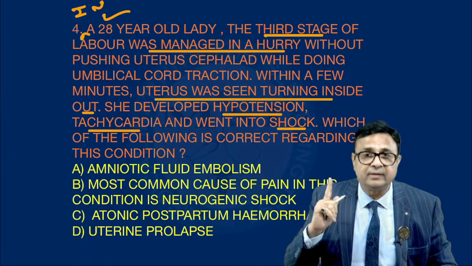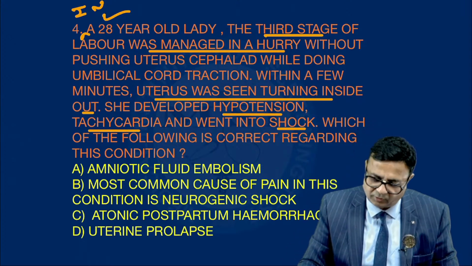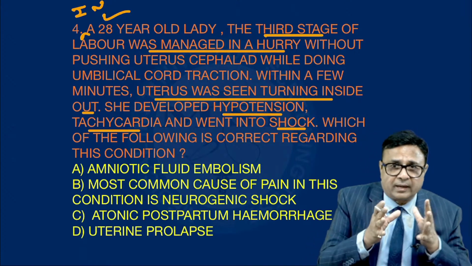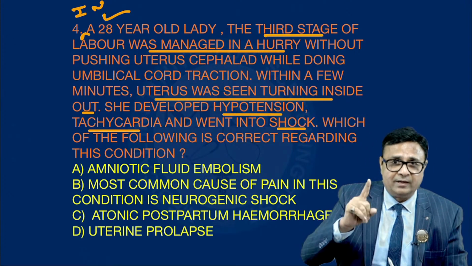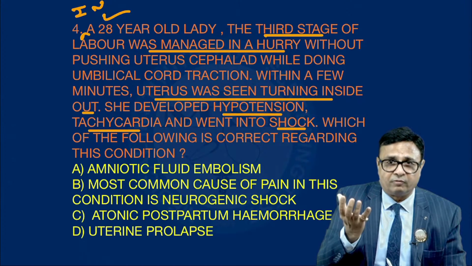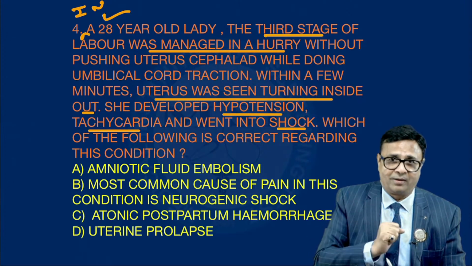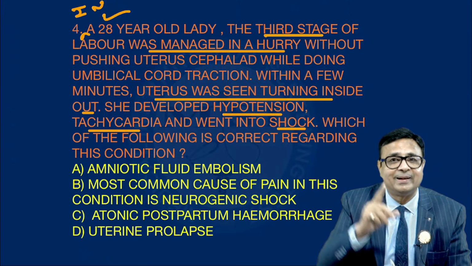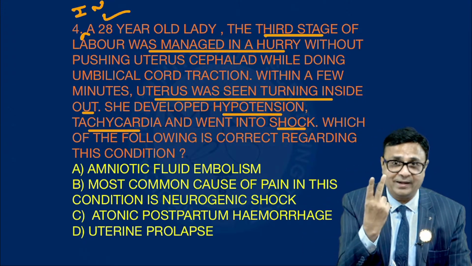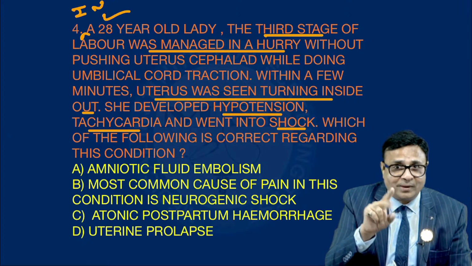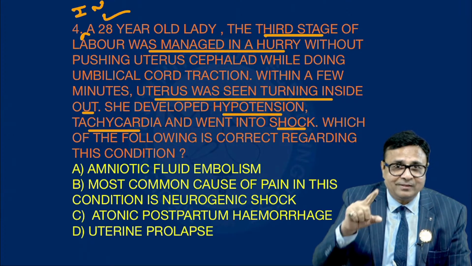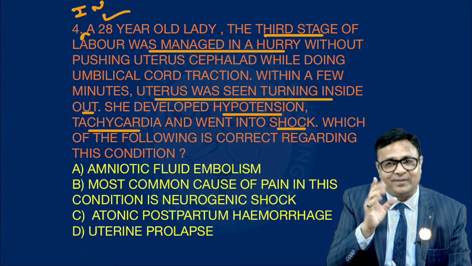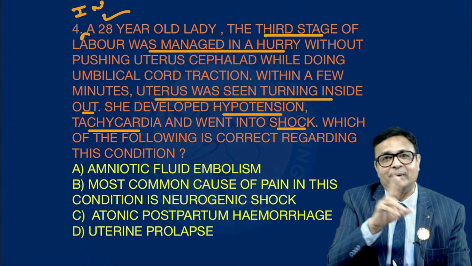So uterine inversion is due to mismanaged third stage of labor. So we are dealing with uterine inversion. And what happens in uterine inversion, beta? In uterine inversion, most common cause of pain is neurogenic shock, while most common cause of death in uterine inversion is hemorrhagic shock. Two important questions, beta. Most common cause of pain in uterine inversion is which shock? Neurogenic shock. Most common cause of death in uterine inversion is hemorrhagic shock.